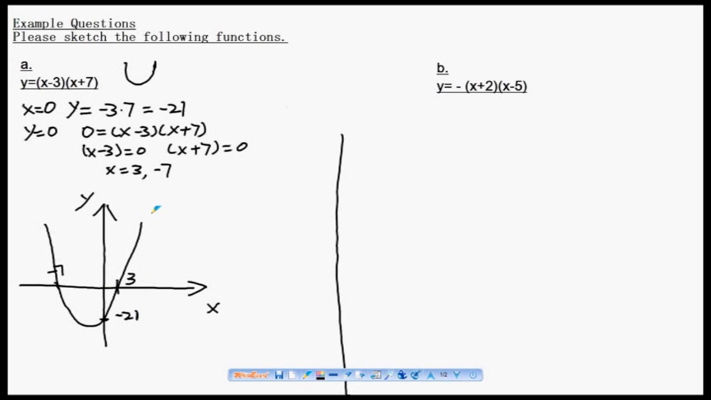We label the graph y equals x minus 3 and x plus 7, and you have to always remember, when you are asked to sketch a graph, you have to always label the domain of the graph. In this case, the domain of the graph is x belongs to R.